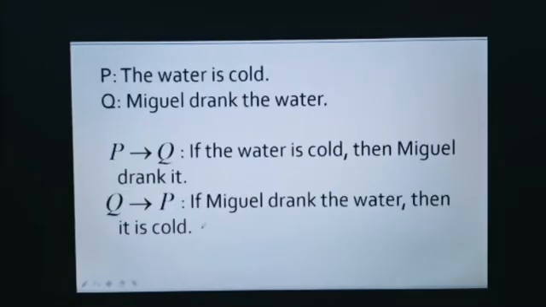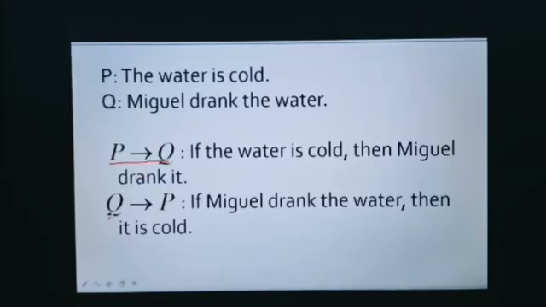Example, the water is cold. Miguel drank the water. Step number one, you're going to find its conditional proposition. So for the conditional proposition, it becomes if the water is cold, then Miguel drank it. To find its converse, simply interchange the Q and P. And that becomes, if Miguel drank the water, then it is cold.